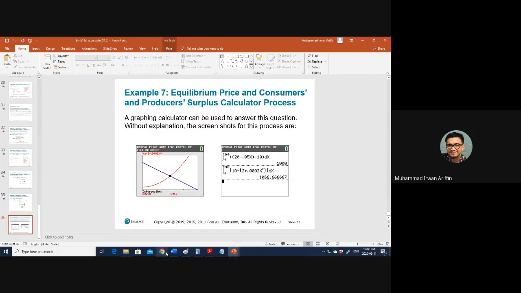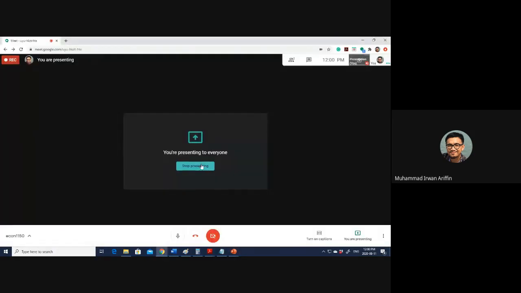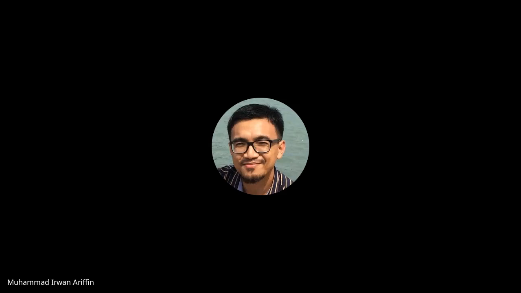Let me just close everything. So that's basically the end of this application of finding the areas under the curve for economics and business. I'm asking you to focus more on producer surplus and consumer surplus. All other examples are similar because we are still applying the same concept of finding the areas for different purposes.